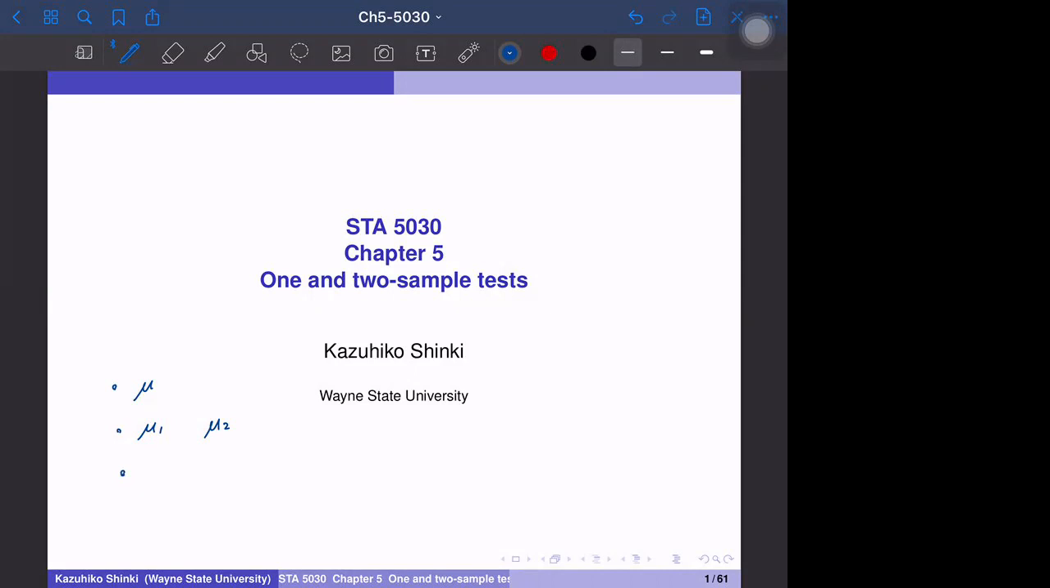And the third one is to compare variances. So whether the first sample has larger variance than the other sample. So this is especially useful when we compare the accuracy of two models. So these are the main topics of this chapter. So we discuss the key concepts for testing also.